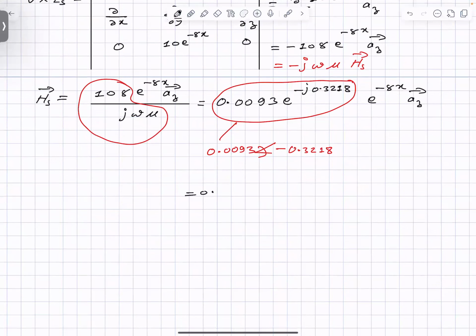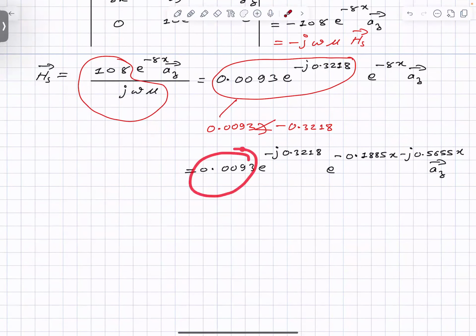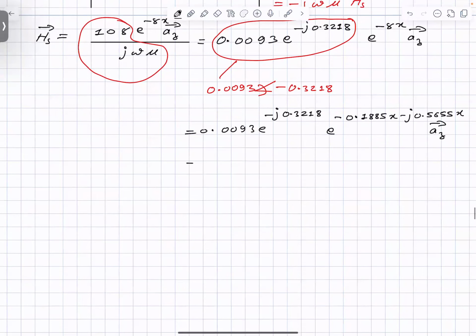Let's expand that gamma as well. So gamma was 0.1885 plus j 0.5655, so e to the minus gamma x az. Okay. So we'll write all the real parts together and the complex parts together. So the real parts are, one is this and then this part, right? So let's write them in the front.